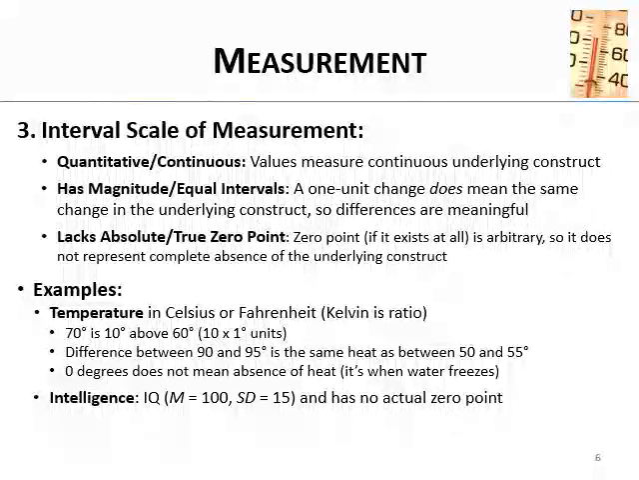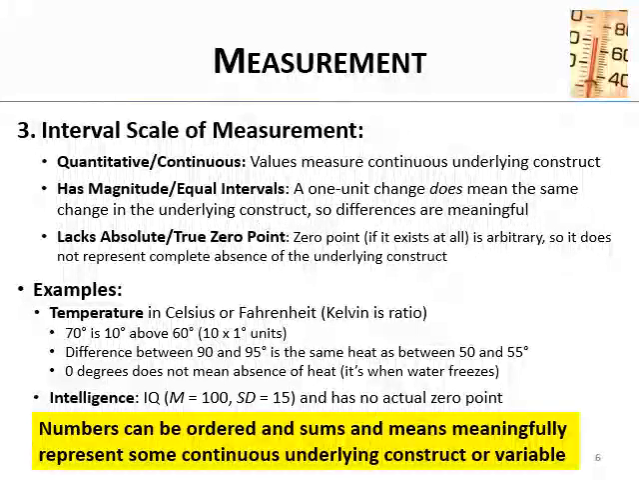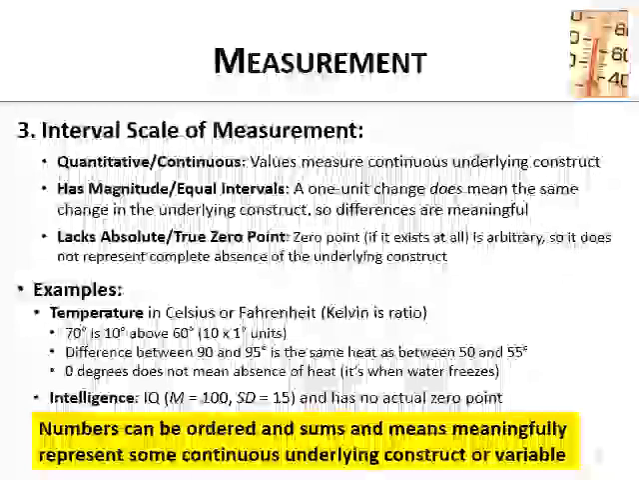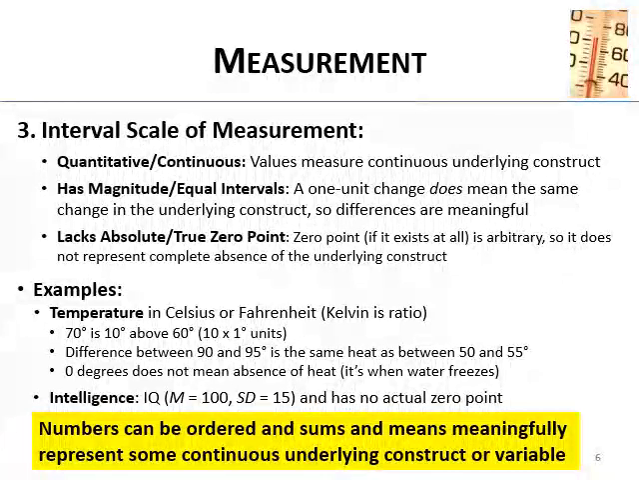So intelligence, that is IQ, as we usually measure it with intelligence scales, is an interval scale of measurement. You know, a unit's a unit is a unit, but it doesn't have a true 0 point. So the thing about interval scales of measurement is they're very common in the work that we do in psychology. The numbers not only can be ordered, but you can actually do sums and take means, and they meaningfully represent the underlying construct or variable. So nominal, ordinal, and interval.